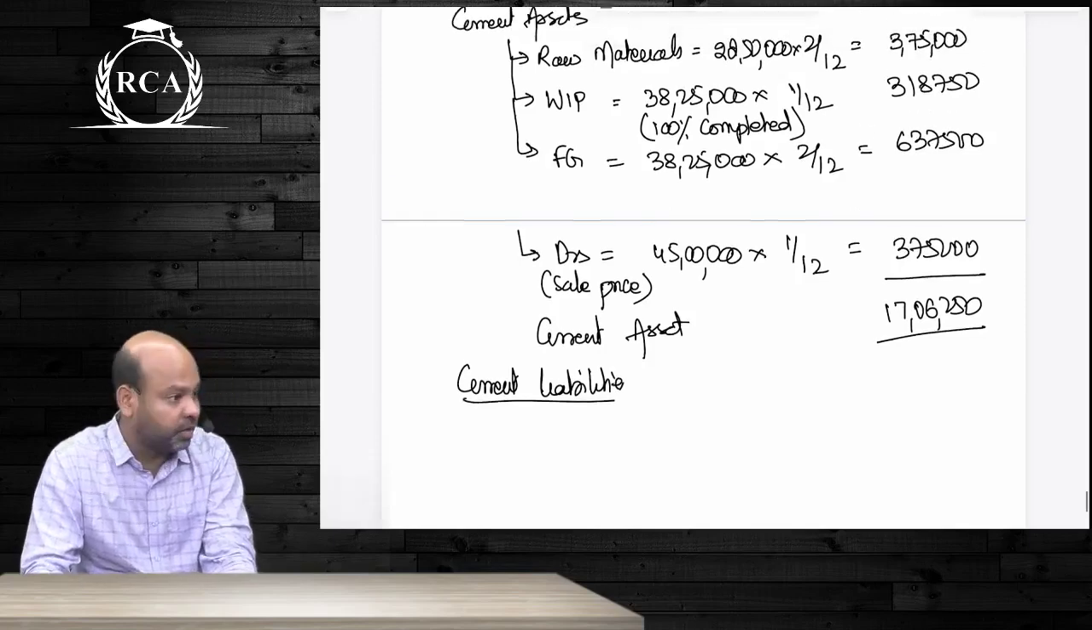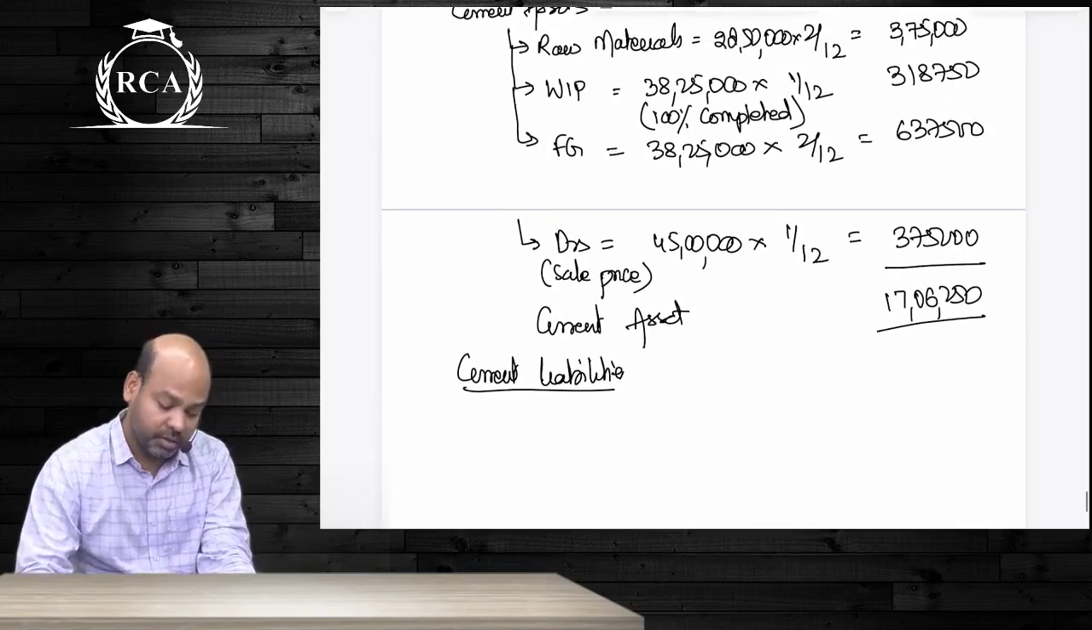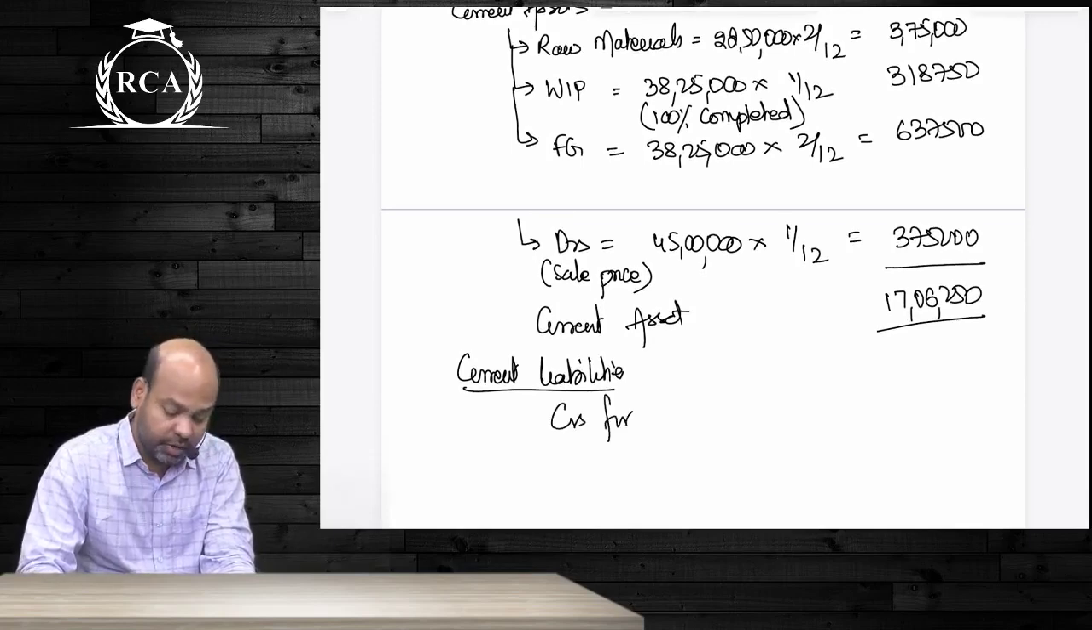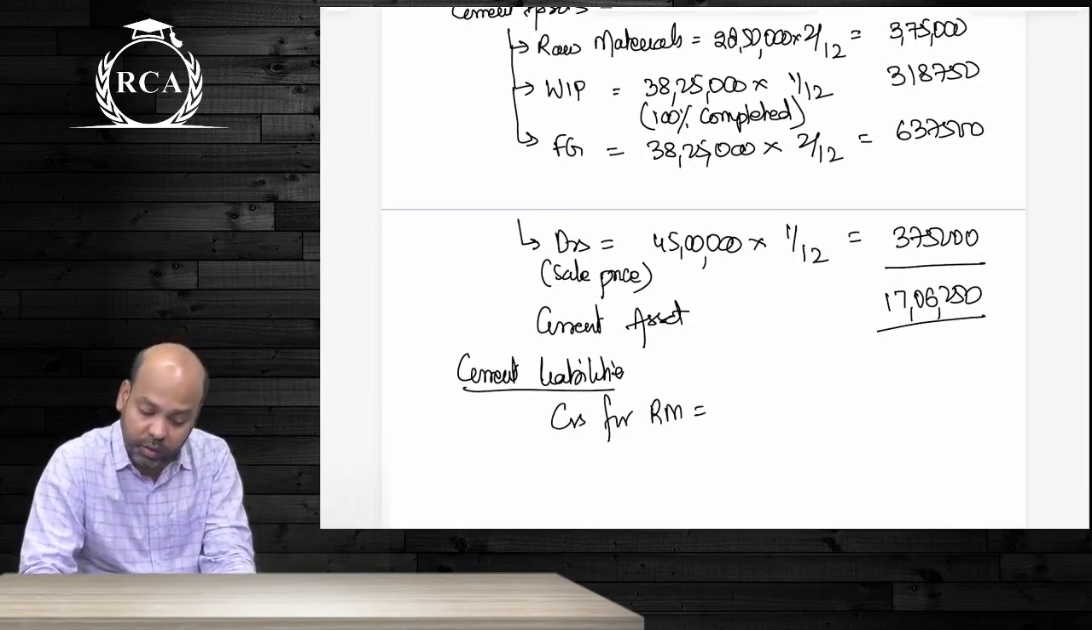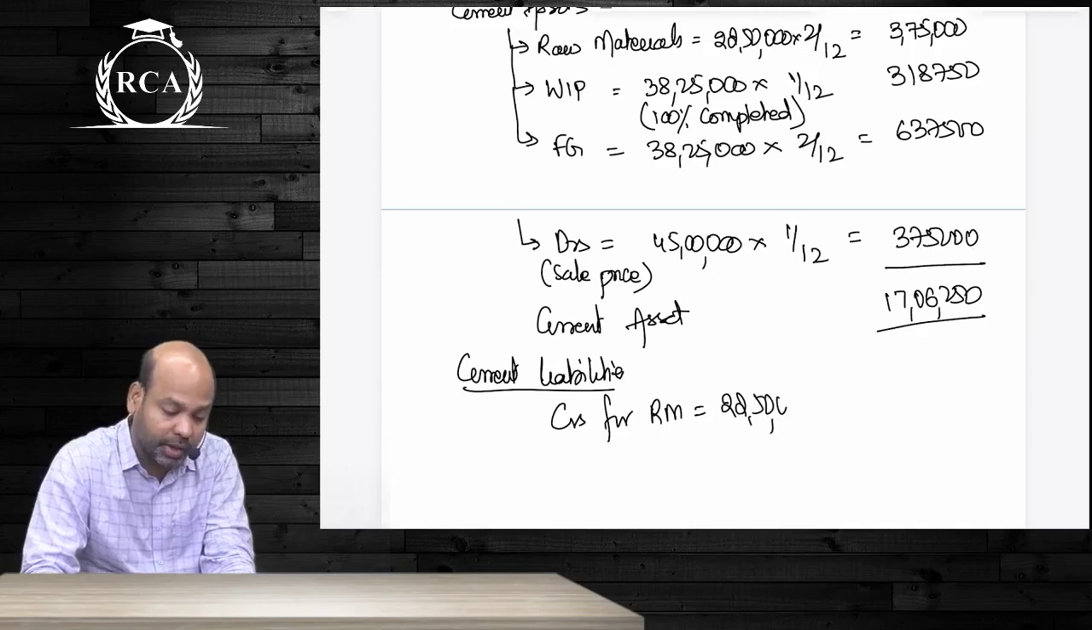After this, guys, you'll have to present your current liabilities. What all is there in current liabilities? Creditors for raw material, guys. So that will be equal to 22 lakhs 50,000 into 2 by 12.